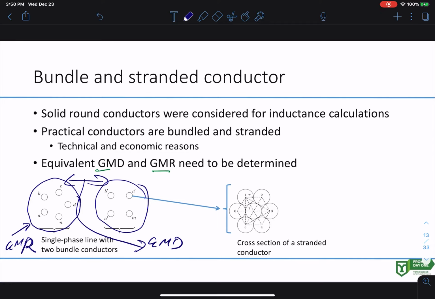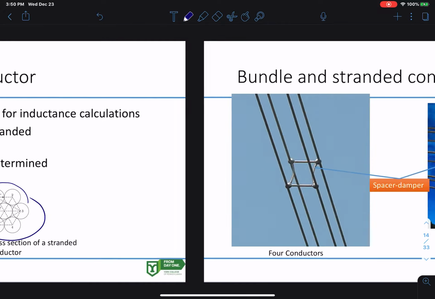And each of these conductors could be stranded by itself. Look at this, the conductor could be stranded right here. As you know, your ACSR or other conductor has strands and reinforcement inside. So each conductor could have its own GMR also. Let's see how to decode this.